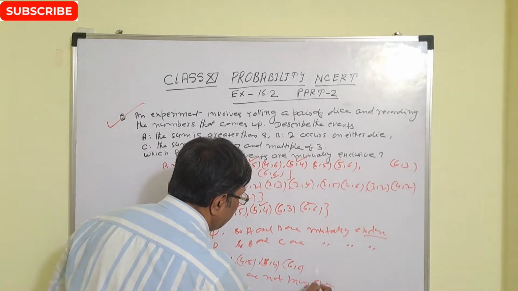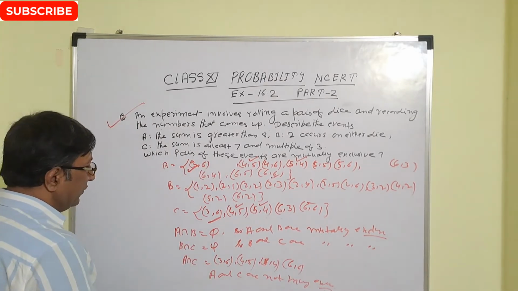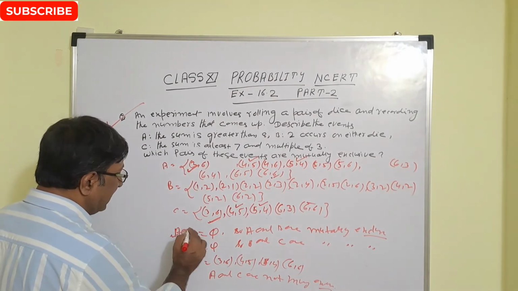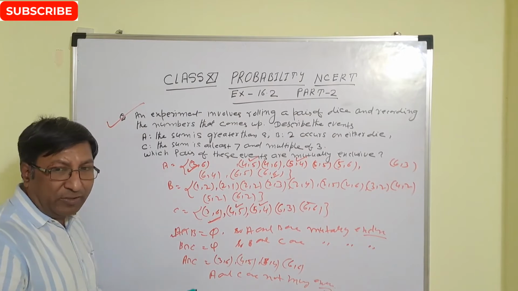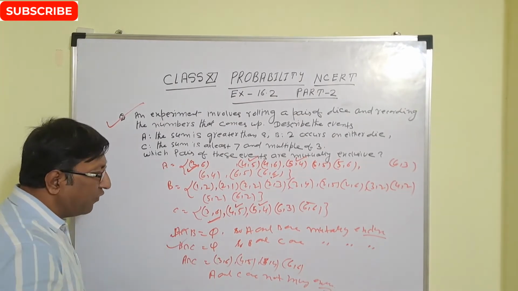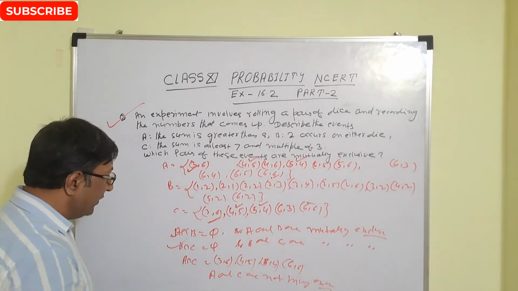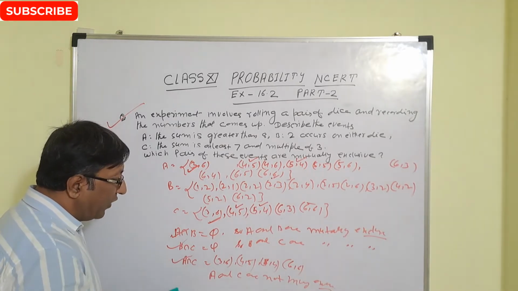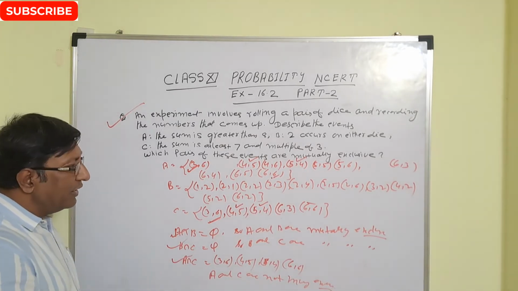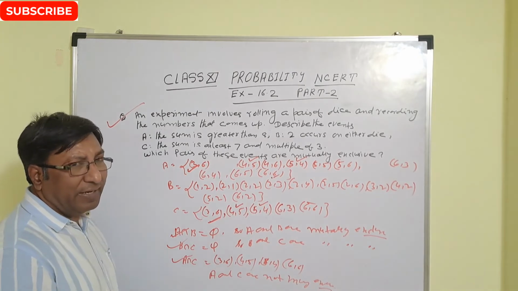Mutually exclusive events. Okay. So these are the A intersection B 5. So A, B are mutually exclusive. B intersection C 5. So B and C are mutually exclusive. A intersection C not 5. So A and C are not mutually exclusive events. These are the correct answers.